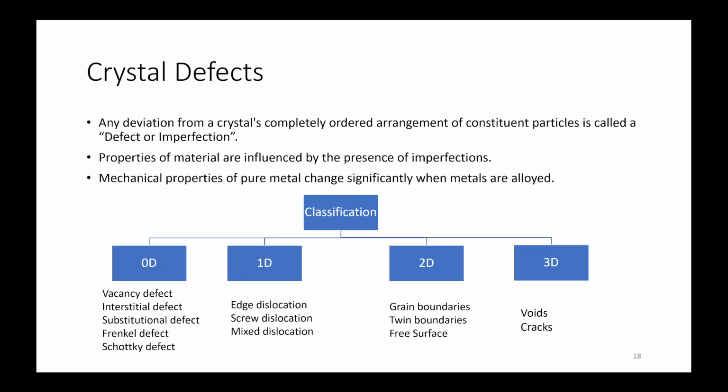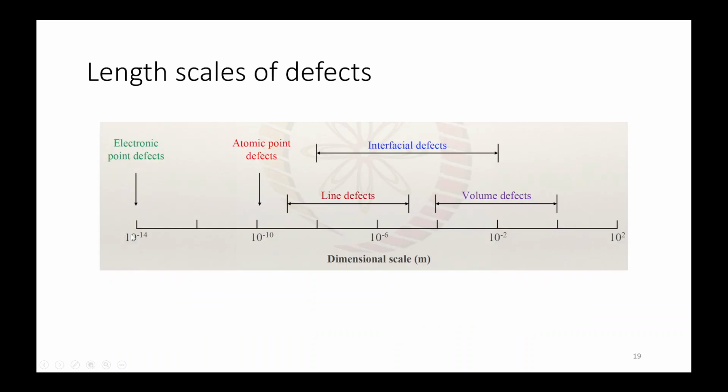And the mechanical properties of pure metal change significantly when metals are alloyed. Now, classification: we can classify defects depending on their dimensions. For example, zero dimension defect. In this case, your defect will be of the order of zero dimension. So for zero dimension, there will be atomic point defects, which will be in angstroms.